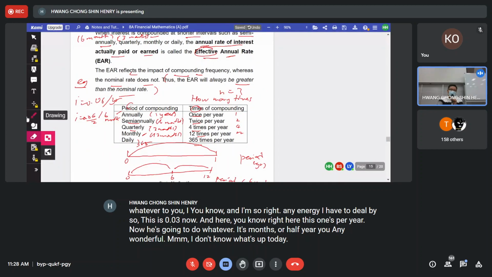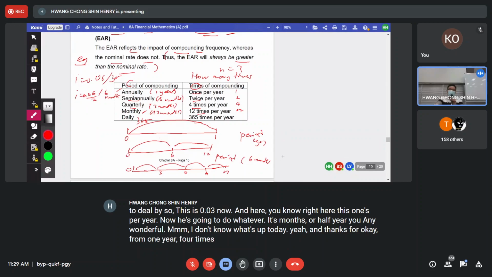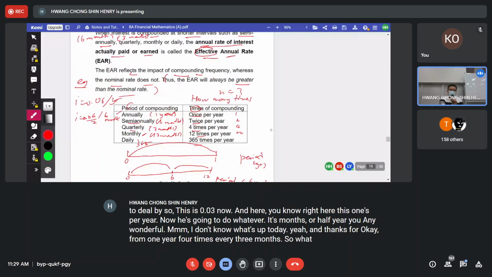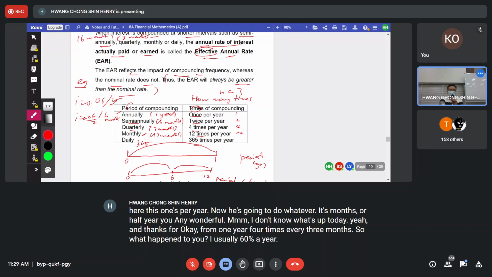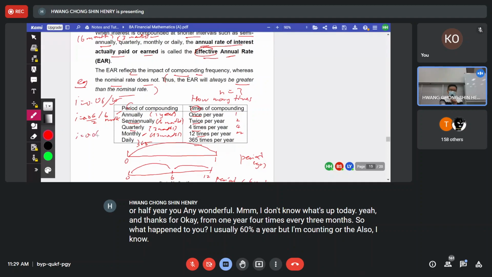Remember, if quarterly, your n times 4, because you compound 1 year, 4 times, every 3 months. So what happens to your I? You can say 6% per year, but compounding quarterly. What's your I now? 0.06 divided by 4. Now you cannot say year, you must write what? Quarter.